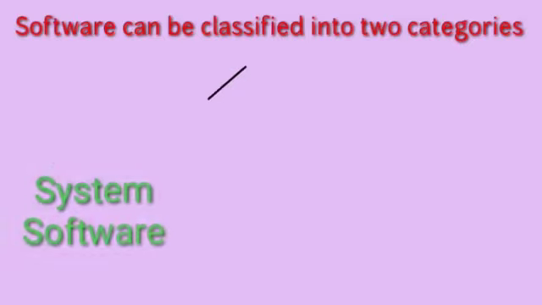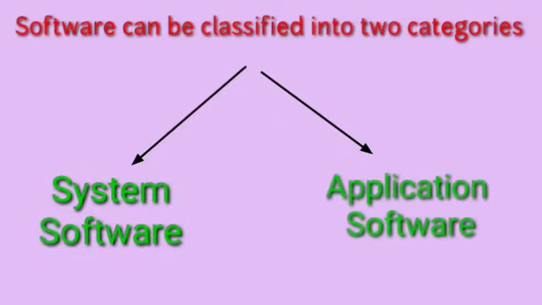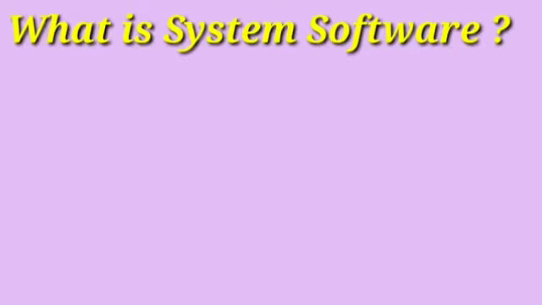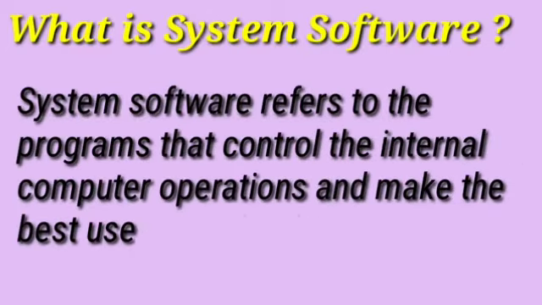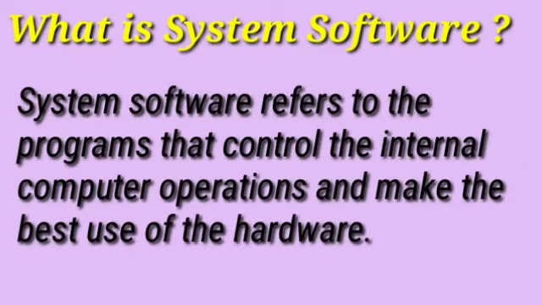Softwares are further classified into two categories: system software and application software. So let us understand one by one the different kinds of software and their types. So let us see what are system softwares. System software actually refers to the programs that control the internal computer operations and make the best use of the hardware devices of the computer. So to control the physical components of the computer, like the CPU, the keyboard, mouse, we need the system software.